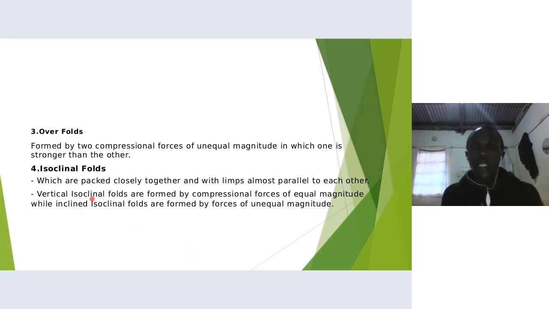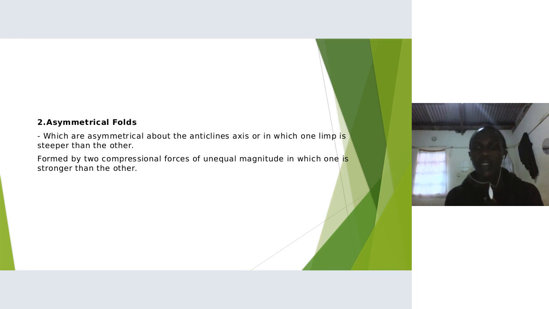Our third one is overfold. It is formed by two compressional forces in which one is stronger than the other one. Overfold is almost the same as asymmetrical fold in terms of formation. Mark that right.